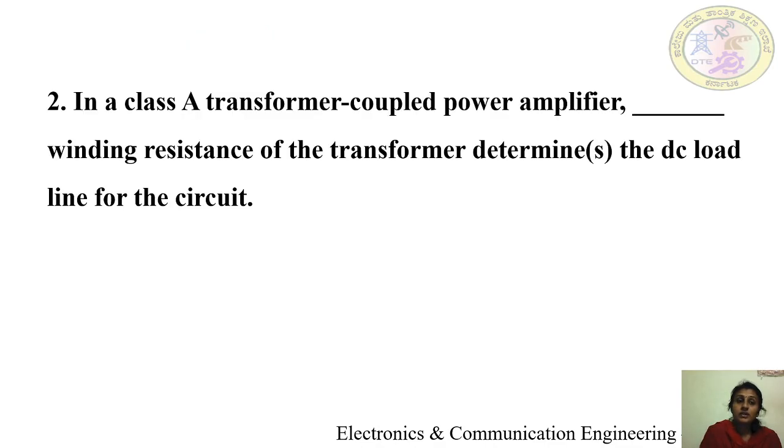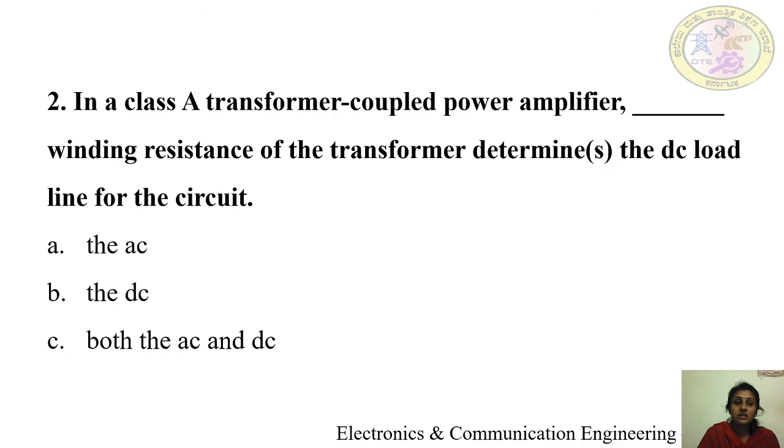Next question. In a class A transformer coupled power amplifier, dash winding resistance of the transformer determines the DC load line for the circuit. The options are AC, DC, both the AC and DC resistors, neither the AC nor DC. So what type of winding resistance are we using? It is the DC winding resistance.